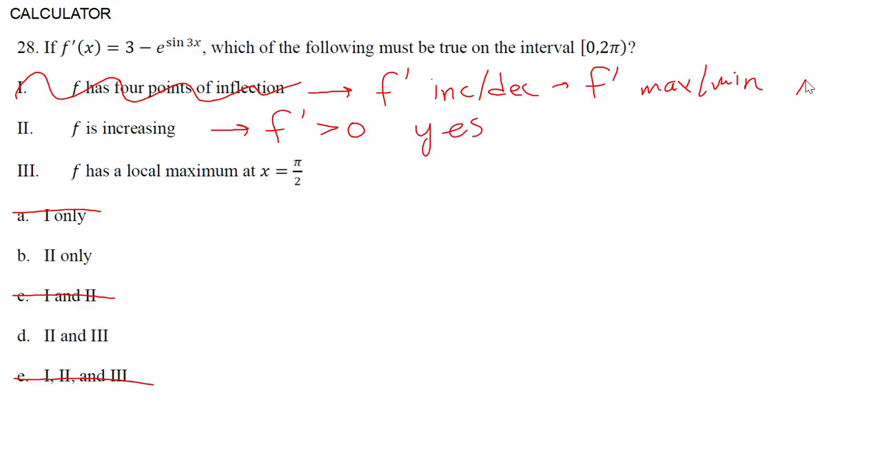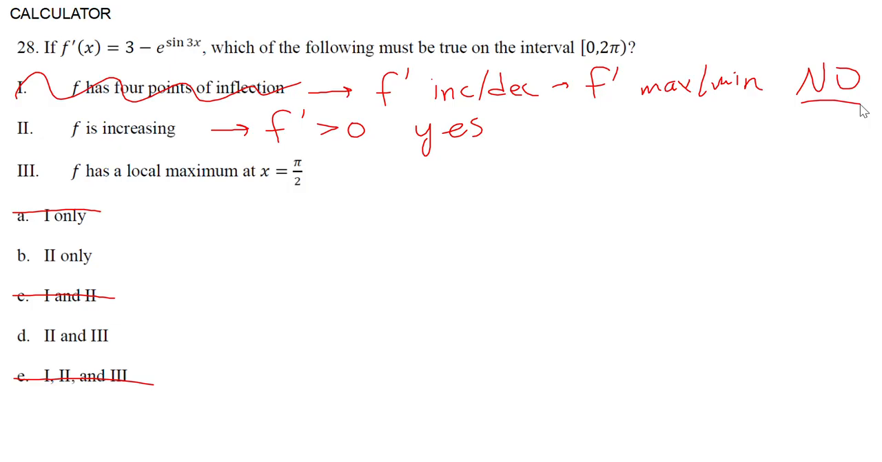So yes on this one, no on the first one, which means we didn't eliminate any of the answer choices there. In fact, we didn't even really need to check that because our only options left were 2 or 2 and 3. Then it says f has a local maximum at x equals pi over 2.